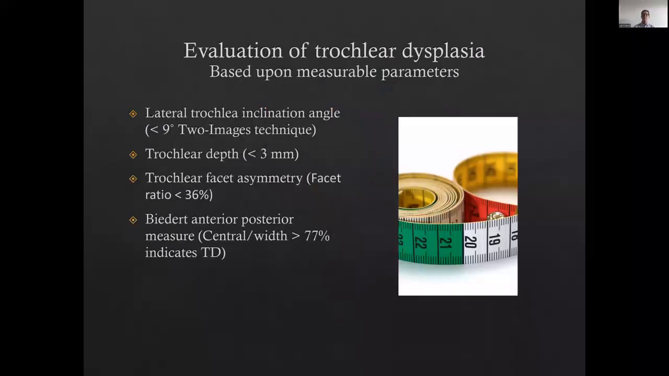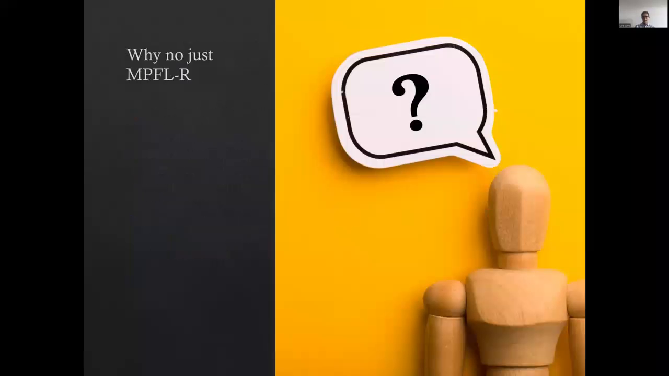So I very much prefer measurable parameters, and those 4 I mentioned here are those I like most. And a computer model study has also demonstrated that those 4 are of huge importance, and that's the lateral trochlear inclination angle with the new 2-image technique. I will come back to that. The trochlear depth, the trochlear asymmetry, and the beaded anterior-posterior measure combined, divided with the width of the knee, and I will also show you that later.